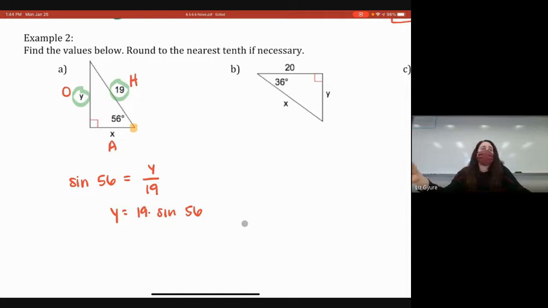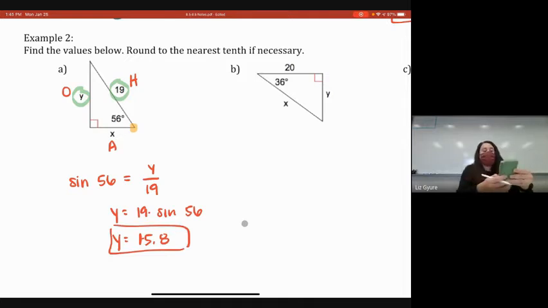So here are the two ways you could plug it into a calculator. You could either do 19 times sine 56, then that parenthesis doesn't really matter. You should get, and we are going to round to the nearest tenth. Your textbook might round to the nearest whole number. I don't like rounding to the nearest whole number, I don't find it to be accurate. So we're going to round to the nearest tenth. This gives me 15.75, blah, blah, blah. So I'm going to say that is 15.8. Okay.